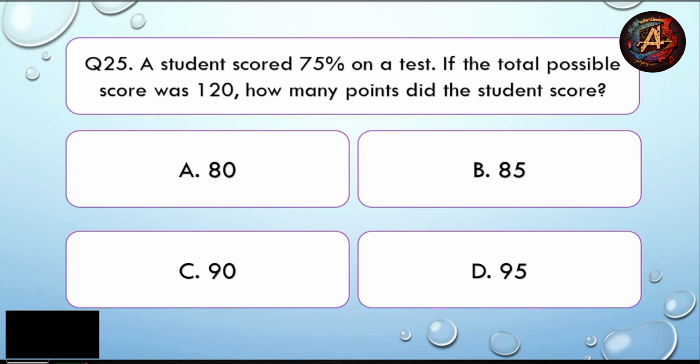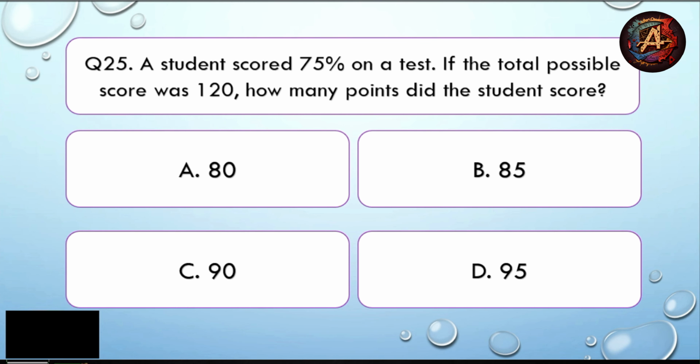Okay, my dear math learners, in order for you to get the answer for this given problem, there are 2 ways you can do. The first one is by converting 75% into its decimal form. By moving 2 decimal places from 75, that will become 0.75. Then that 0.75 will be multiplied to 120 and you will have your answer.